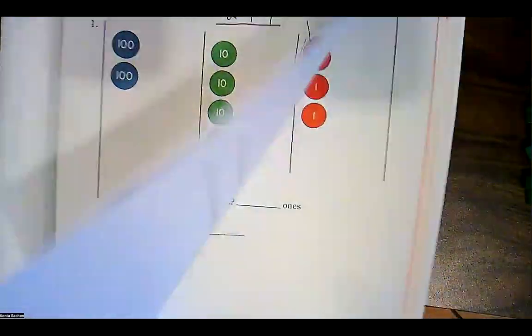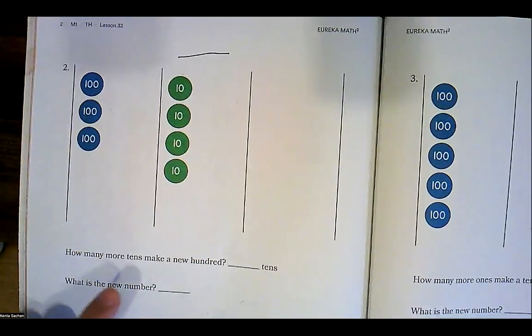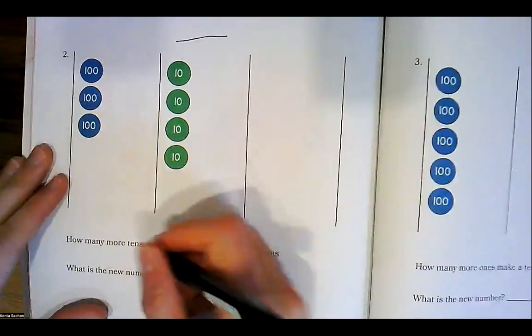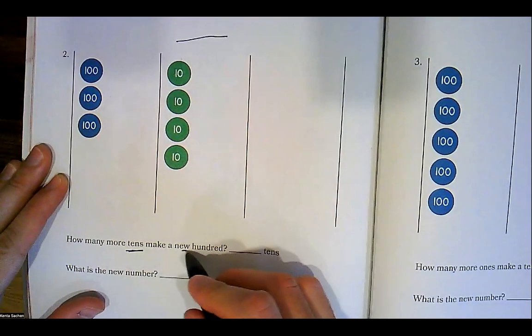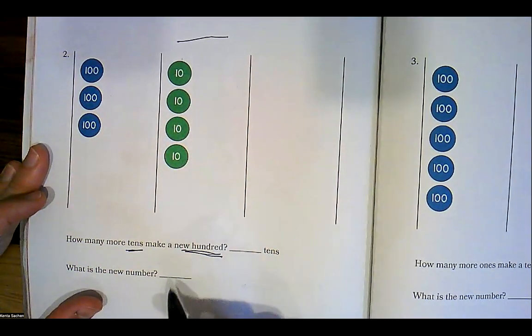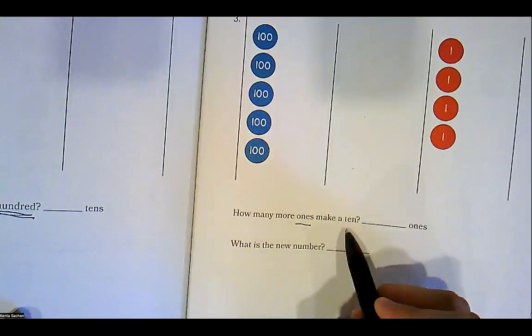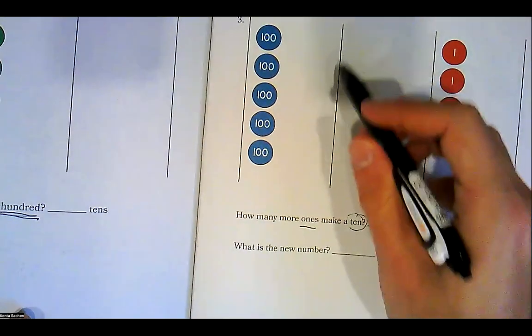So as you work through these problems, I want you to start by writing down what number you see here. And then this question says, how many more 10s do I need to draw to make a new 100, right? To make one more 100. And then what's that new number? Here it's how many more ones to make a new 10? How many more ones do I need to draw to make a 10?